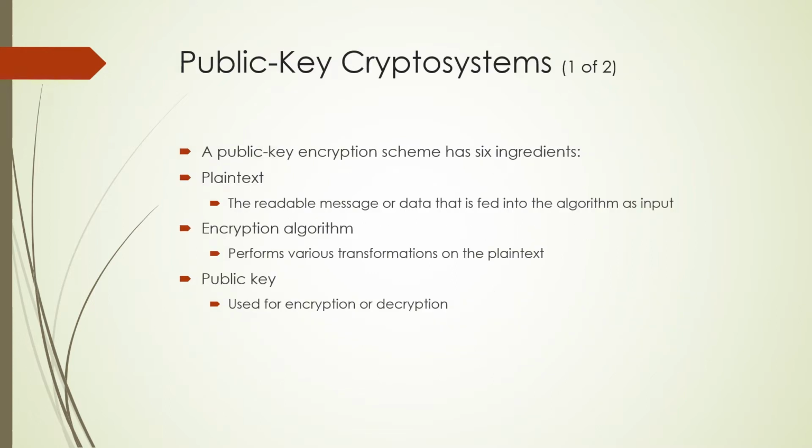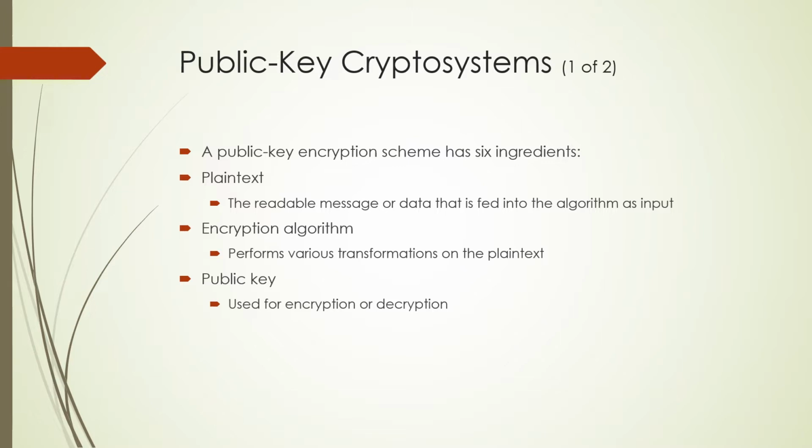So let's talk about a few terms about public key crypto systems. The first thing is plain text, which we saw in symmetric crypto systems as well, which is basically the readable message or data that is fed into the encryption algorithm as input so that we can convert it to the ciphertext. Another term is encryption algorithm, which performs various transformations of the plain text to create the output of the algorithm, which is the ciphertext.